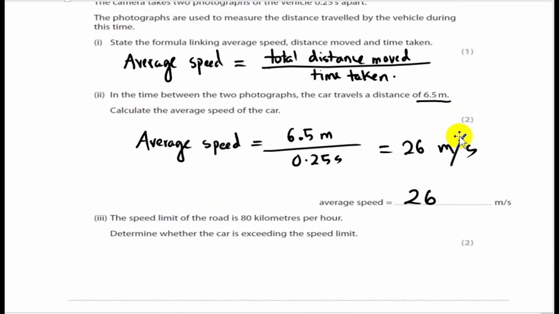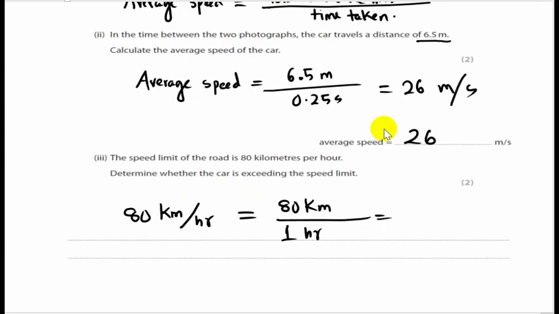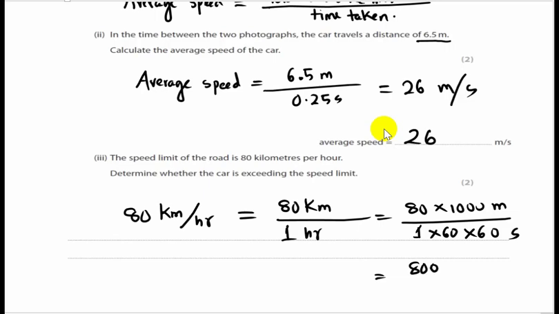The speed limit of the road is 80 km per hour. Determine whether the car is exceeding the speed limit. We have to convert this 80 km per hour into meter per second. 80 km per hour means 80 km in 1 hour. So 80 km means 80,000 meter, and 1 hour means 60 times 60, 3600 second. So 80,000 divided by 3600.